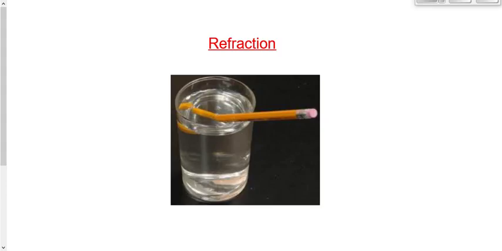Now, why does that happen exactly? Refraction happens because the speed of the wave changes when it goes from one medium to the other. The speed of the light, in this case, changes when it goes from one medium to the other. I want to give you an analogy here right now to help you to understand how the change in speed results in that change in direction.